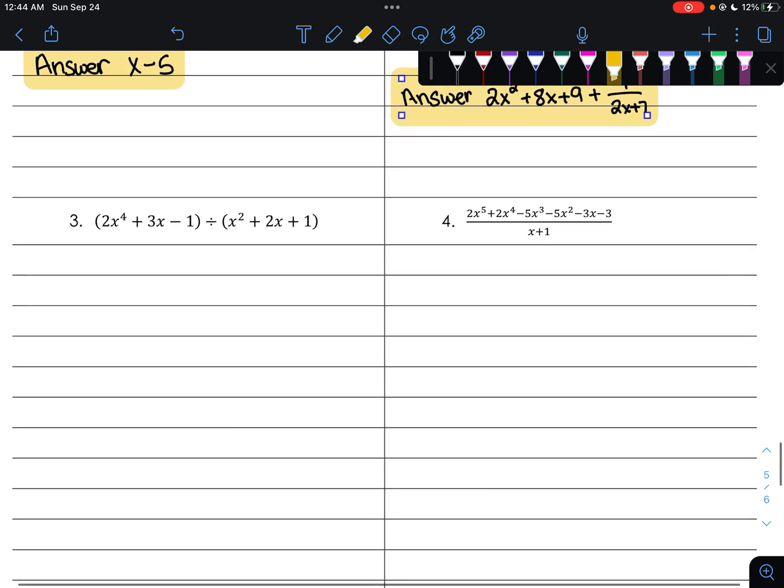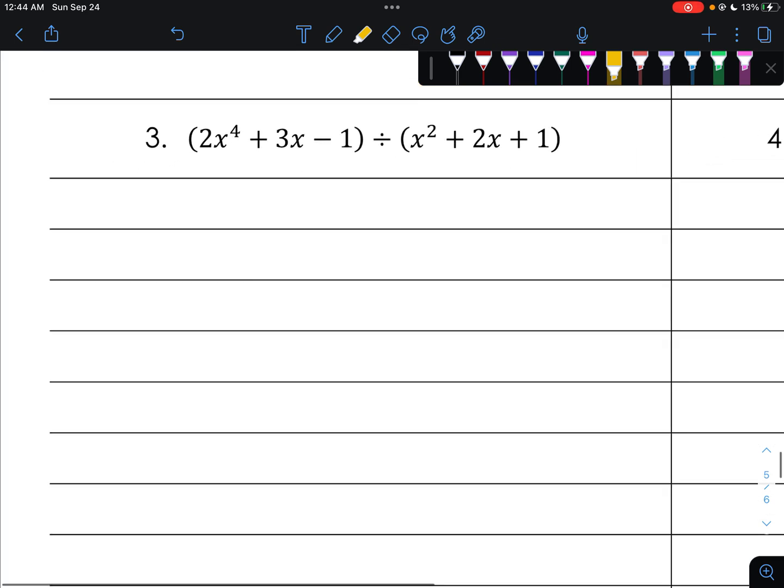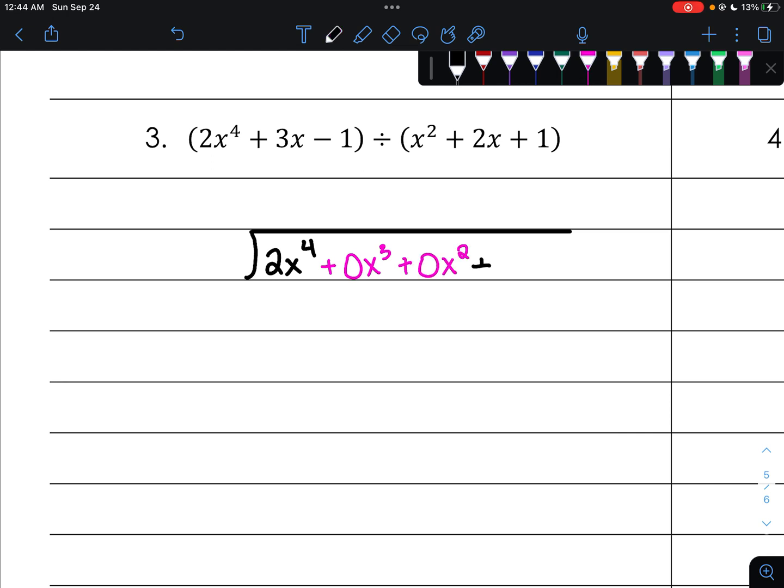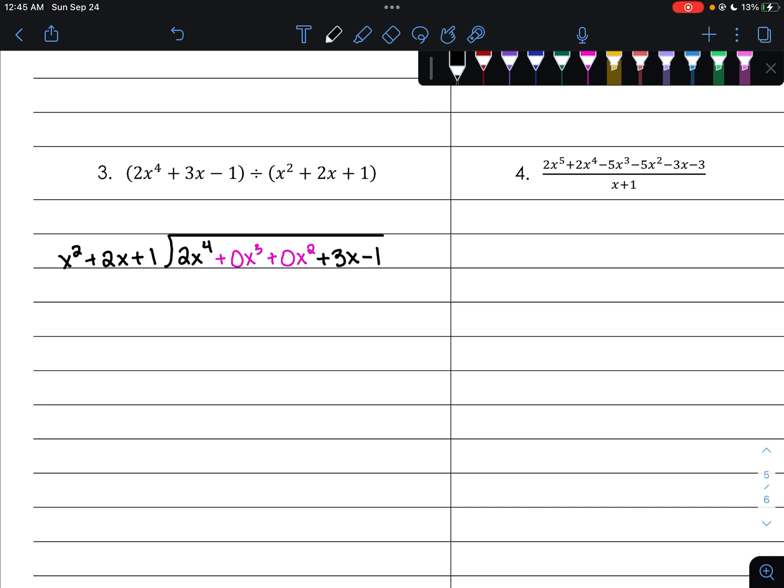So what I would like you to do is pause the video and try number 3 and 4. Actually, let me talk about number 3 real quick. If I look at number 3, notice that it goes from x to the 4th to x to the 1st. Anytime that you are missing a term, you need to write zeros in as placeholders. So we have 2x to the 4th plus a 0x cubed plus a 0x squared, then plus 3x minus 1, and we're dividing it by x squared plus 2x plus 1. I would like you to try 3 and 4 on your own. I helped you with the setup on 3.